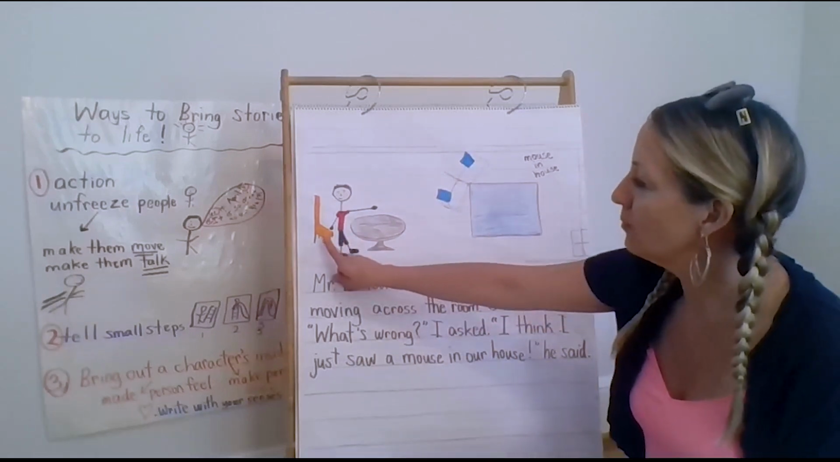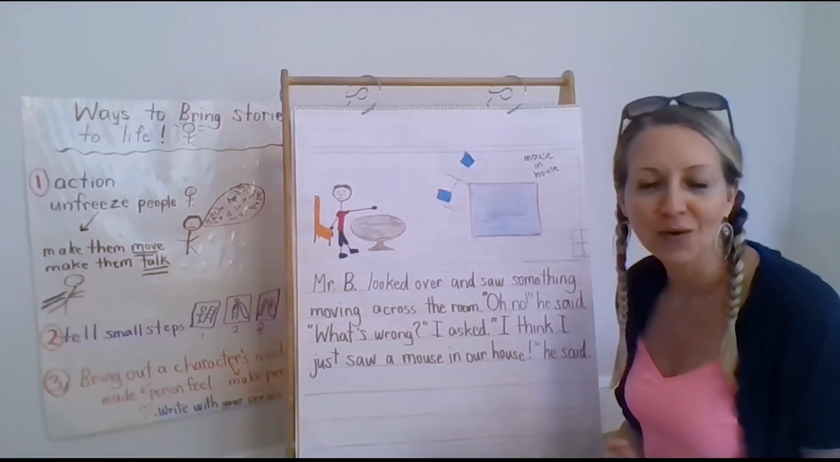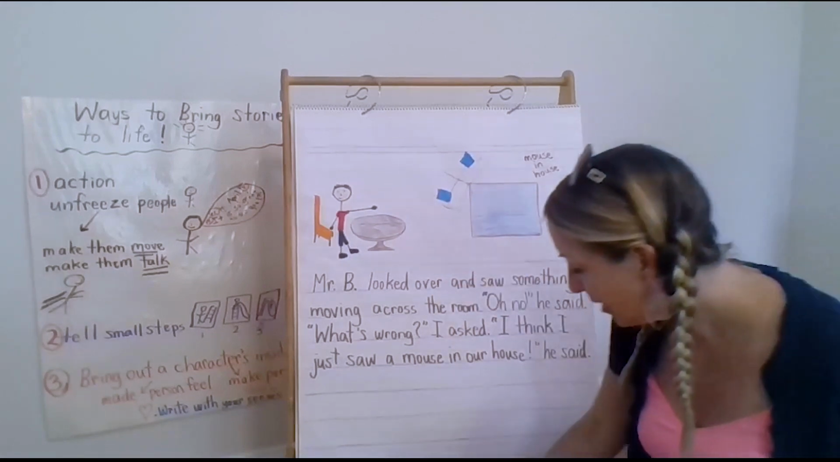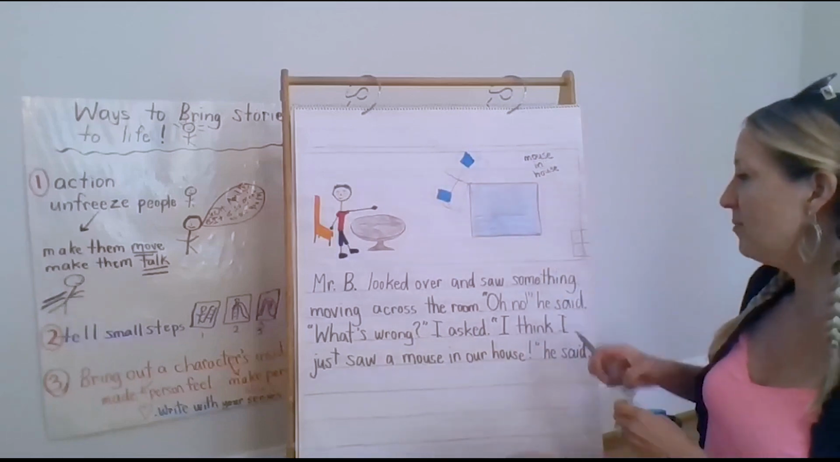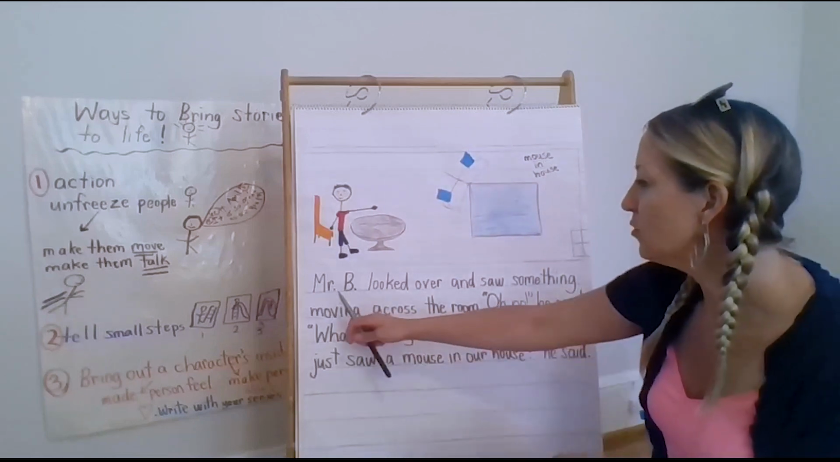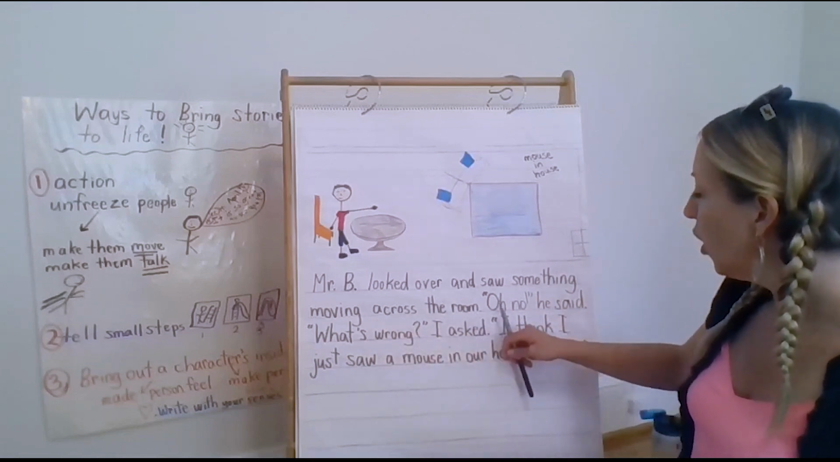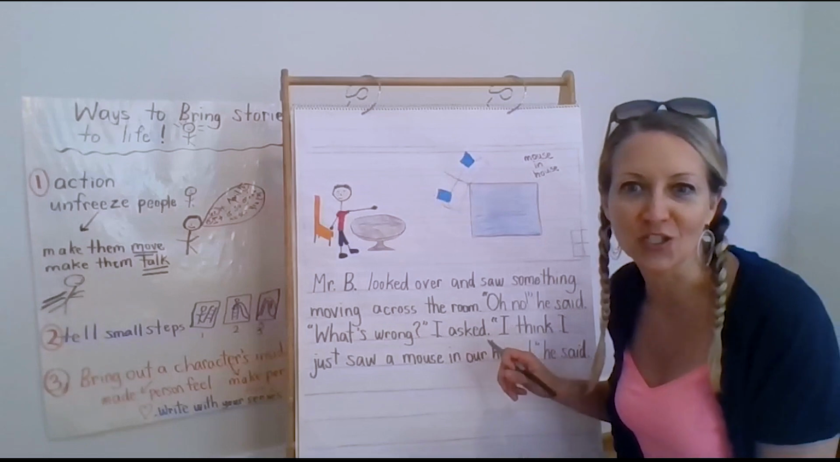So here it shows I put a chair there next to Mr. B because he jumped out of his chair when he saw that mouse across the room. So let's think about where I can add those words. How about here? Mr. B looked over and saw something moving across the room. "Oh no," he said, jumping out of his chair.